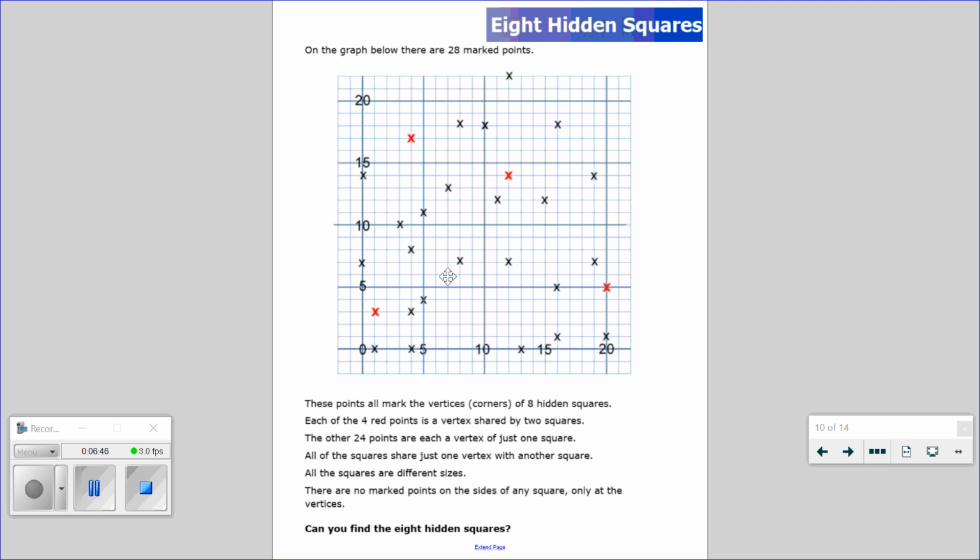Each of the 4 red points is a vertex or corner that is shared by 2 squares. The other 24 points are each a vertex of just 1 square. All of the squares share just 1 vertex with another square. All of the squares are different sizes. There are no marked points on the sides of any square, only at the vertices. So can you find the 8 hidden squares? It is a tricky one, but if you do give it a go, I'd love to see how you get on.